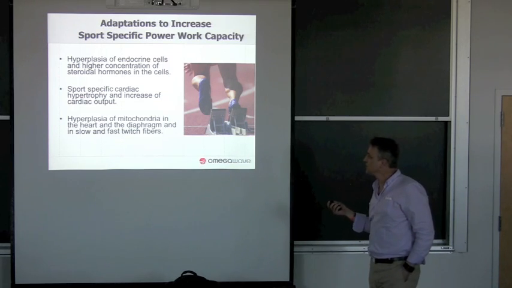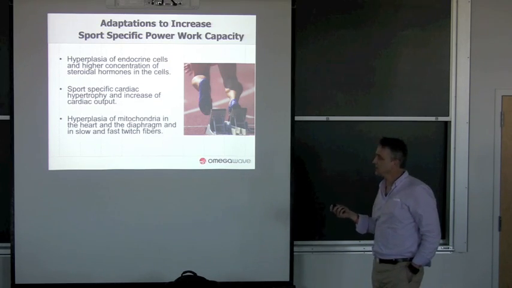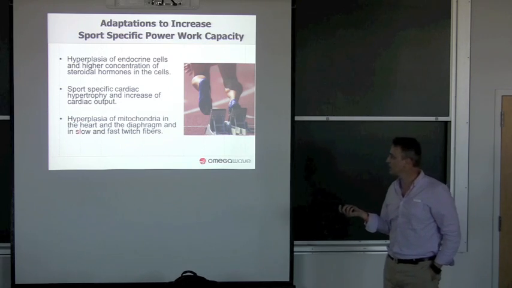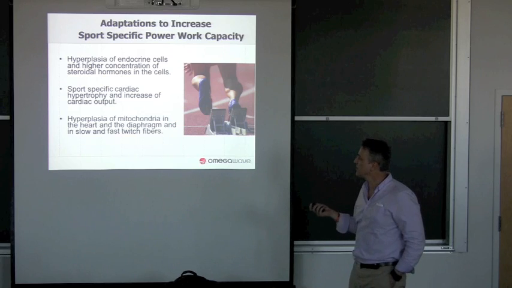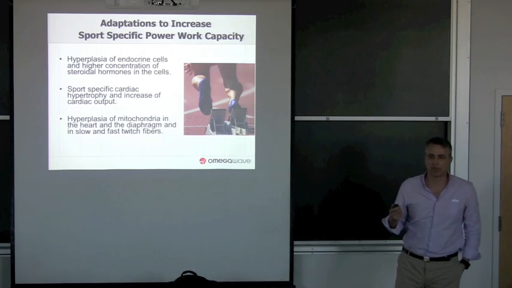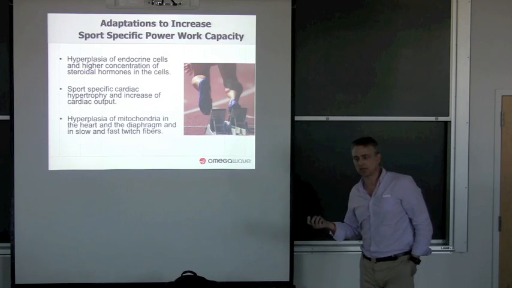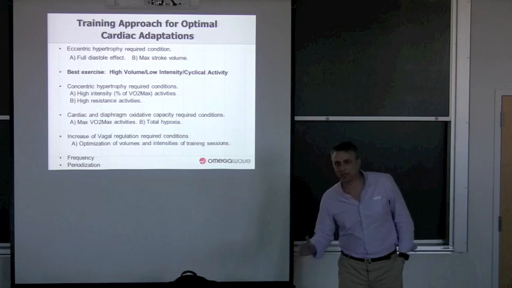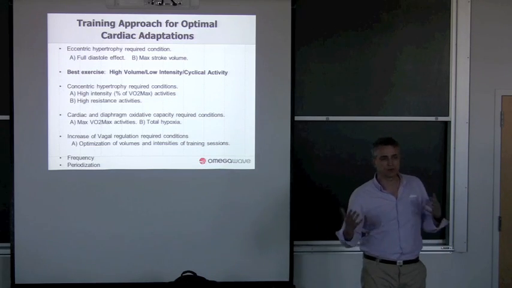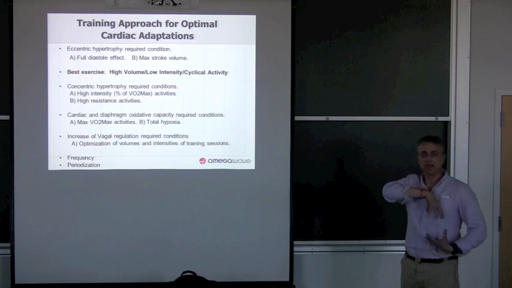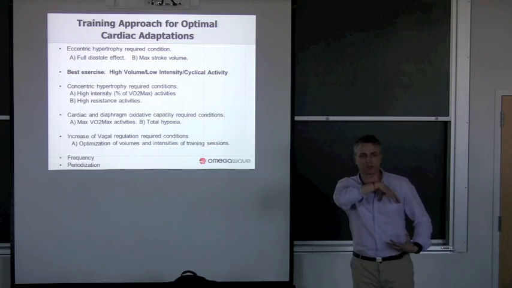So we have sport-specific cardiac hypertrophy and an increase of cardiac output in these athletes. We have hyperplasia of mitochondria in the heart and diaphragm, and as well in slow and fast twitch fibers. Of course there are other adaptations. There are two types of hypertrophies, concentric and eccentric. For endurance events, of course we want to stretch the myofibers of the heart and elongate the heart as much as possible, right?